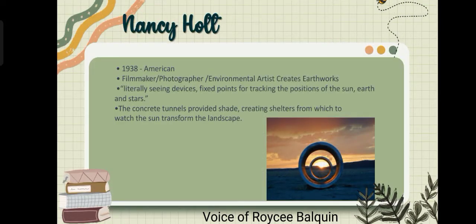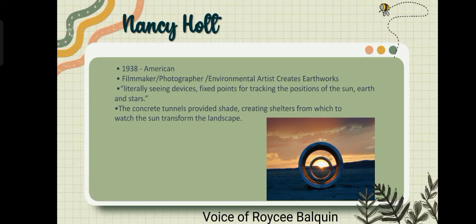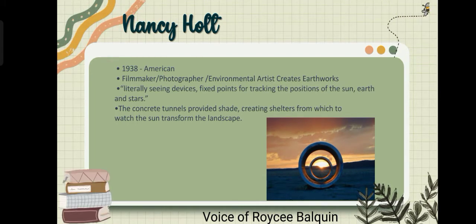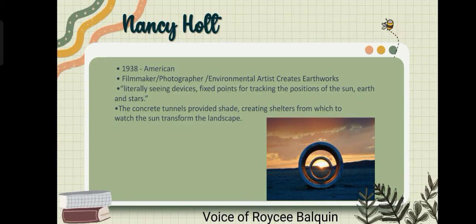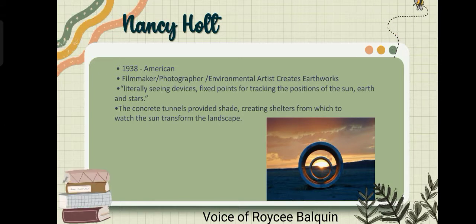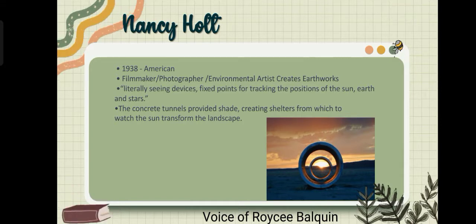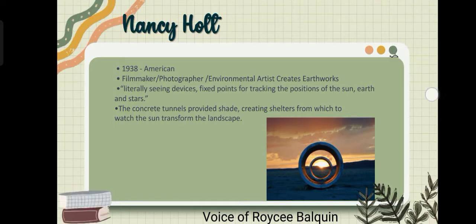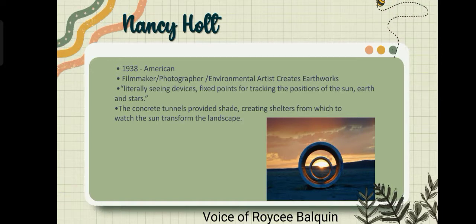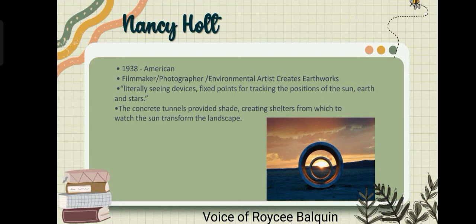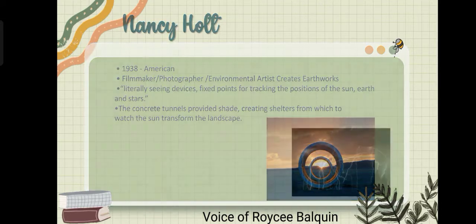Nancy Holt was born in 1938. She is an American filmmaker, photographer, and environmental artist who creates earthworks just like Robert Smithson. The kind of earthwork that Nancy Holt does is like in the photo. Literally seeing devices, fixed points for tracking the position of the sun, earth, and stars. She uses tunnels. The concrete tunnels provided shade, creating shelter from which to watch the sun transform the landscape.